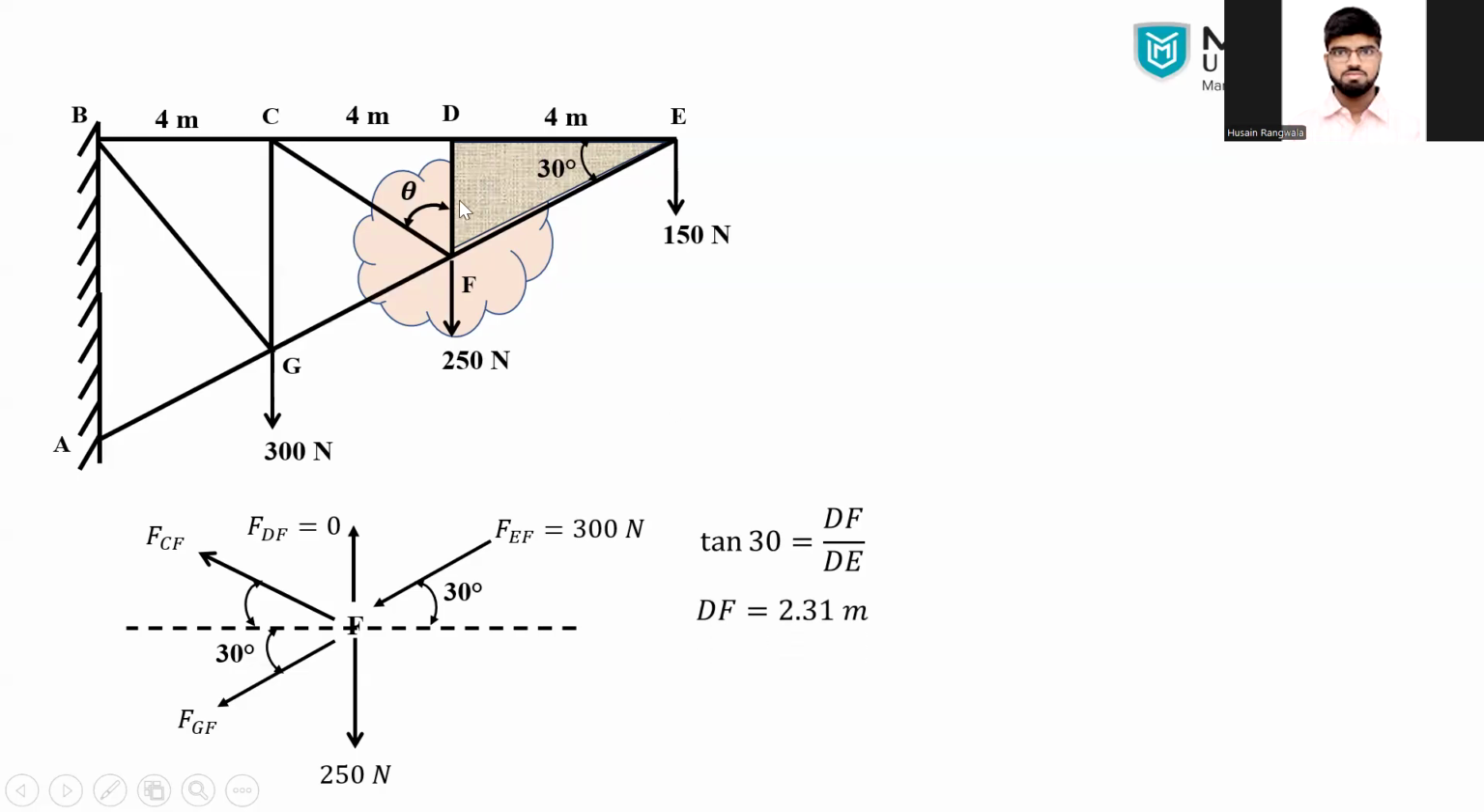Now we will go to the other triangle. Now we know that DF is 2.31 meters. So what is theta equal to for this triangle, CDF? Tan theta will be CD by DF. So theta becomes 60 degrees. If you see the geometry, if this is 60 degrees, then the remaining one is 30 degrees. So there are multiple ways you can see the geometry. So we got all the inclined forces, and we have shown the angles in the free body diagram.